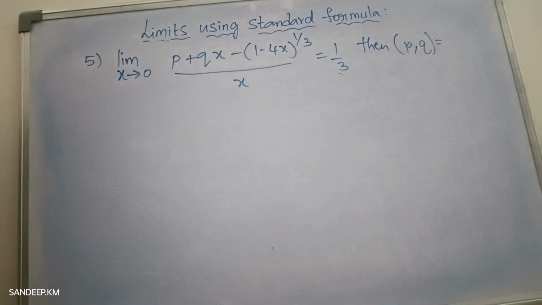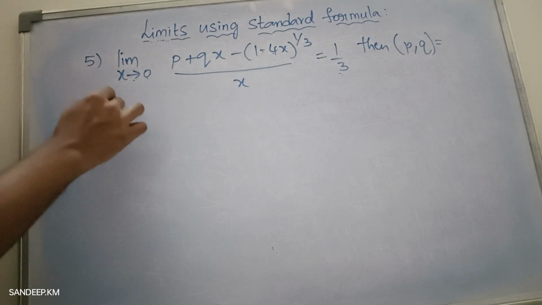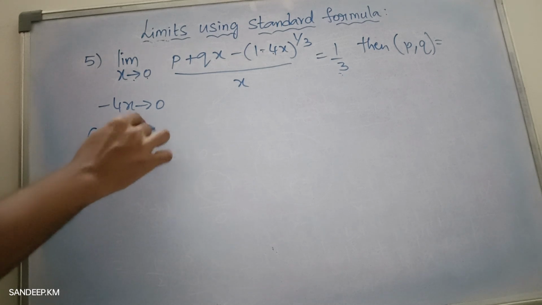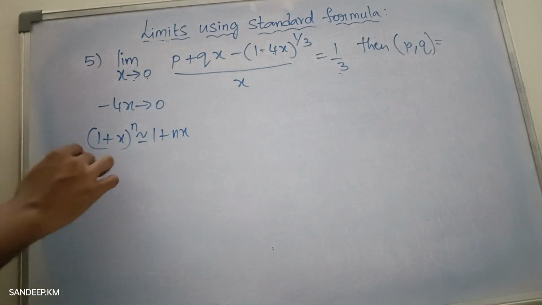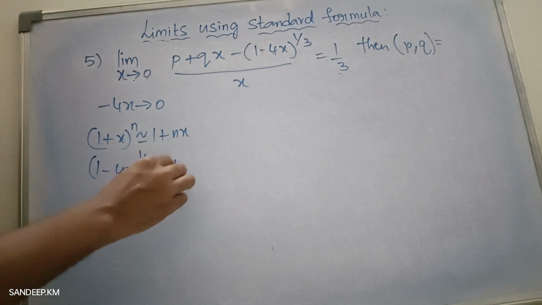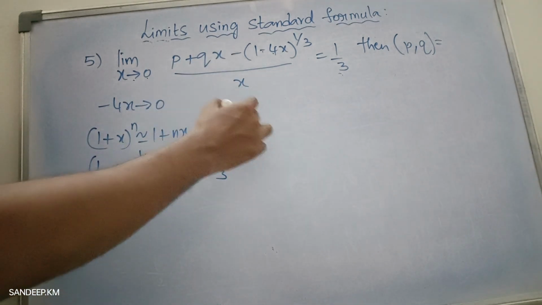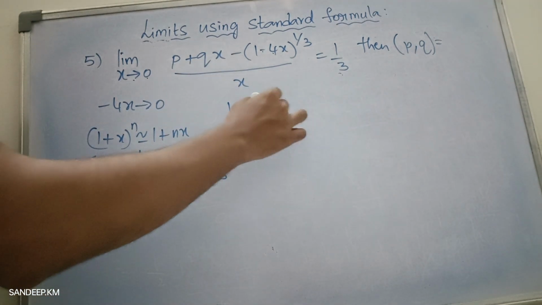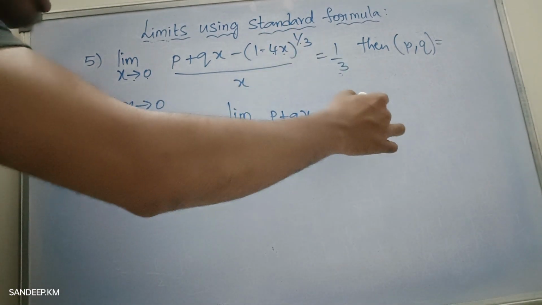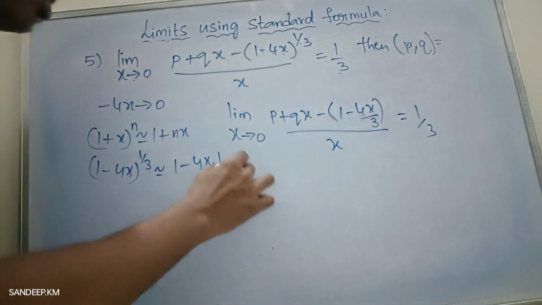Obviously p will be 1 only, but since x is approaching 0, dear students, minus 4x is also approaching 0 only. And what happens? We can use this form: 1 plus x whole power n is approximately 1 plus nx. If that is the case, 1 minus 4x whole power 1 by 3 is approximately what? 1 minus this into this, 4x into 1 by 3. So we can write this here. Limit x approaches 0, p plus qx minus of 1 minus 4x by 3 whole divided by x, equal to 1 by 3. So rearrange the numerator.